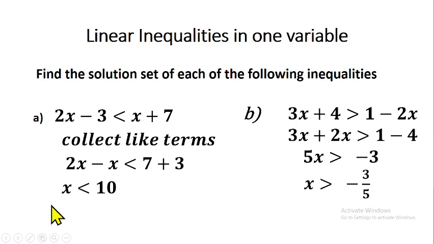Then you locate the arrow. Where would the arrow go? The range of values of S that is less than 10. Where would they be? They will be at this side. So the arrow will go this way. Do you understand that?